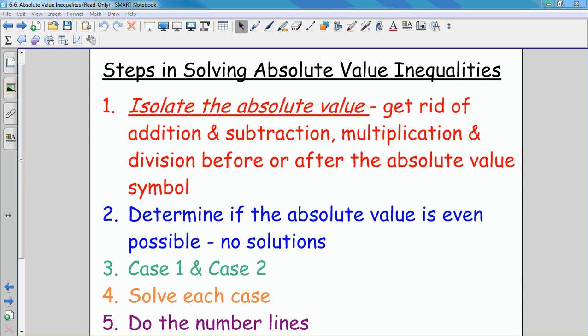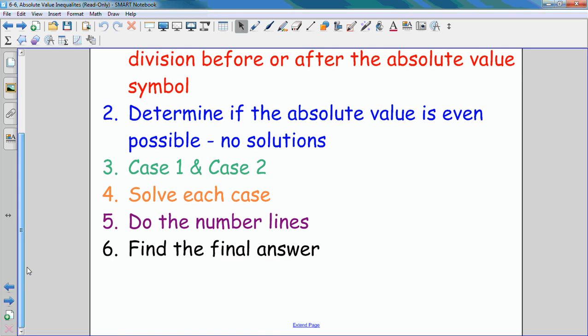Step 2, determine if the absolute value is even possible. Which means once you isolate it, if it equals a negative number, is that even possible? Okay, now with inequalities, it's a little bit different. You got to look and make sure it's possible. Then you make your case 1, case 2, and you solve each case, and then you make your number lines. Okay? Then find the final answer.